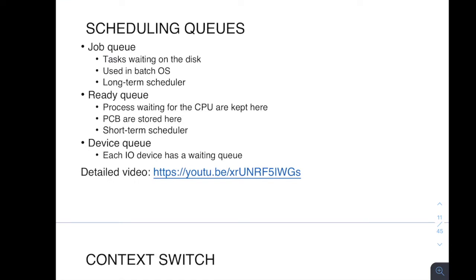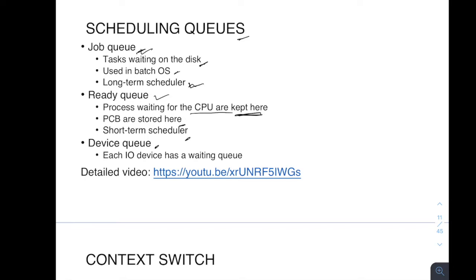Now, scheduling queues I have already given the example of. Of course, the job queue is there, which means tasks are waiting on the disk. This is used in batch OS, and the long-term scheduler is associated with the job queue. Then you have the ready queue. Processes waiting for the CPU are kept here, the PCBs of those waiting processes are kept here, and the short-term scheduler is associated with the ready queue.